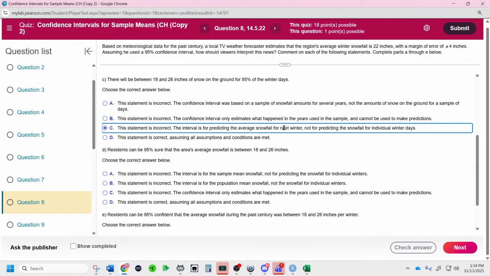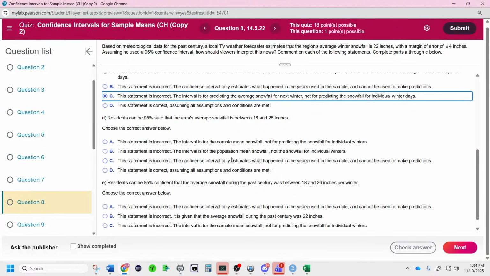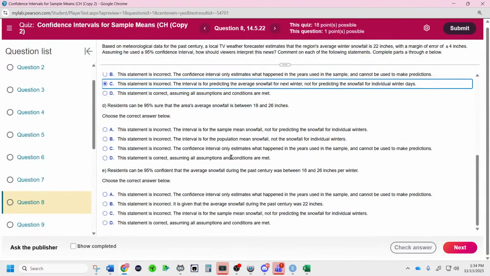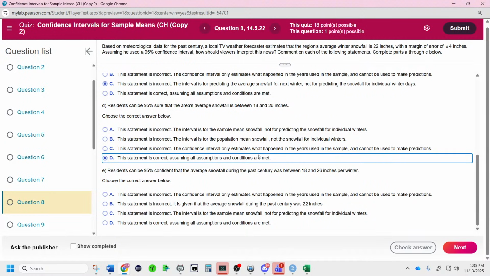It looks like this one. Yeah, it could predict next winter, but it should be predicting future winters or something. Don't love how they wrote that. Residents can be 95% sure that the area's average snowfall is between this and this. That actually might be right. I am 95% confident the area's average snowfall is between this and this. That looks correct. I hope I don't get that wrong.